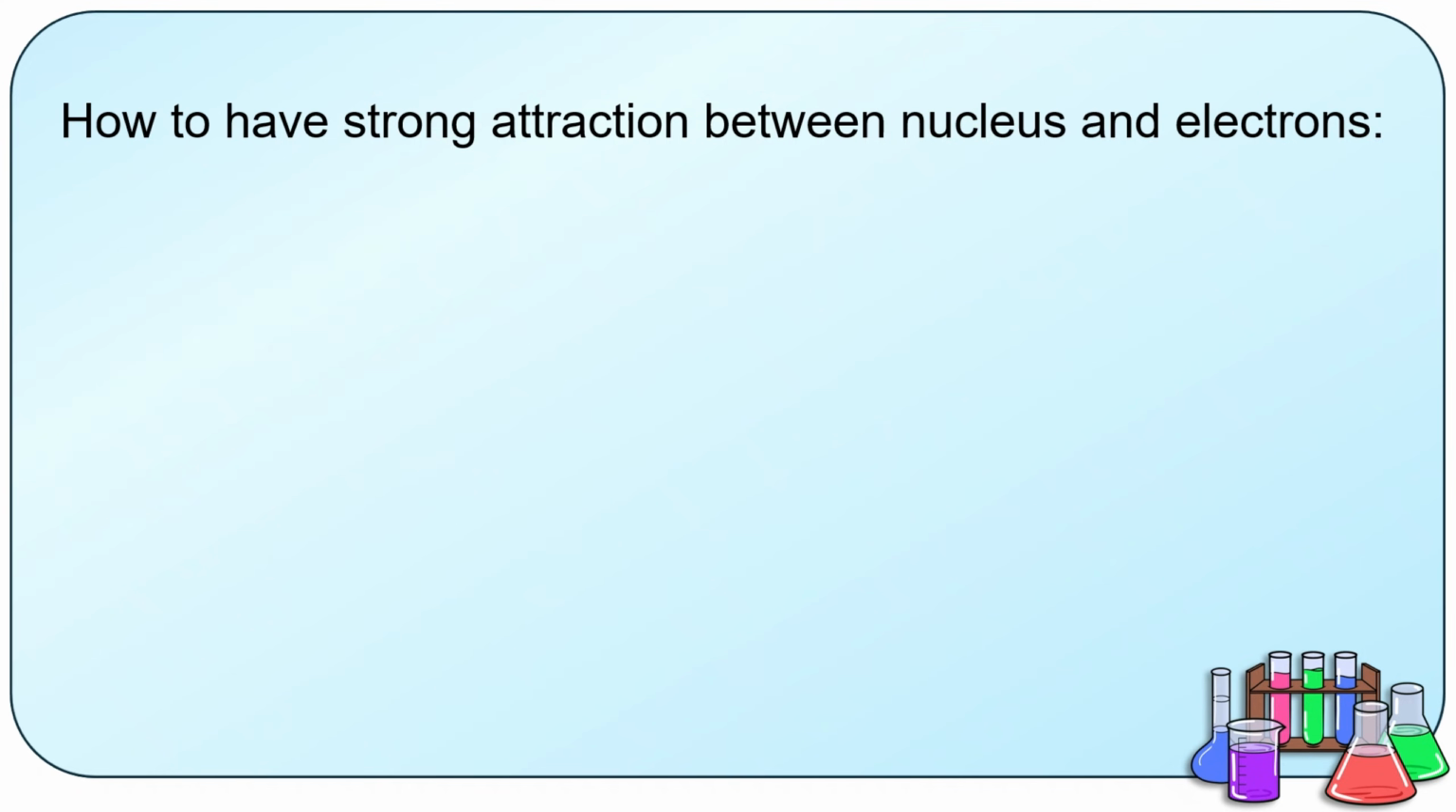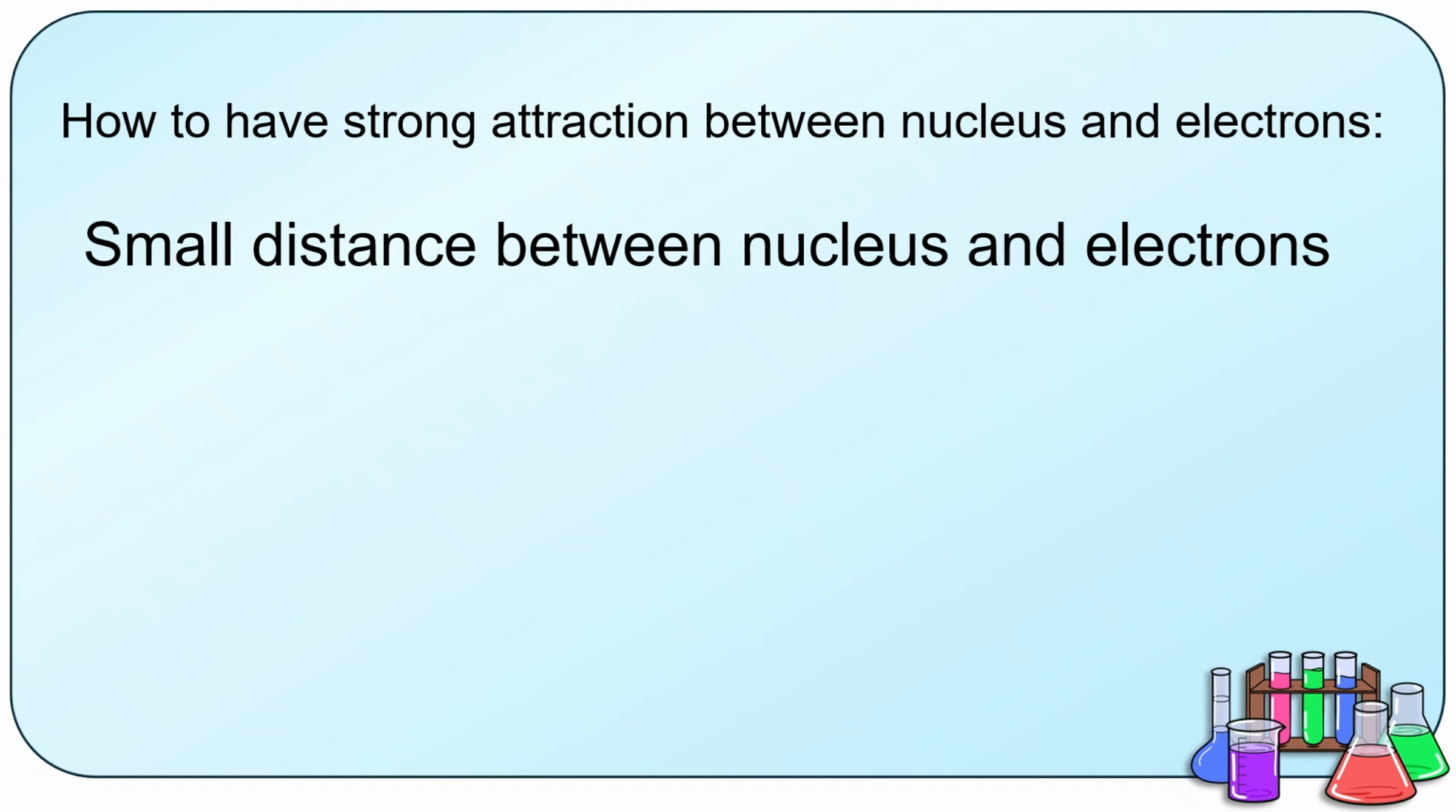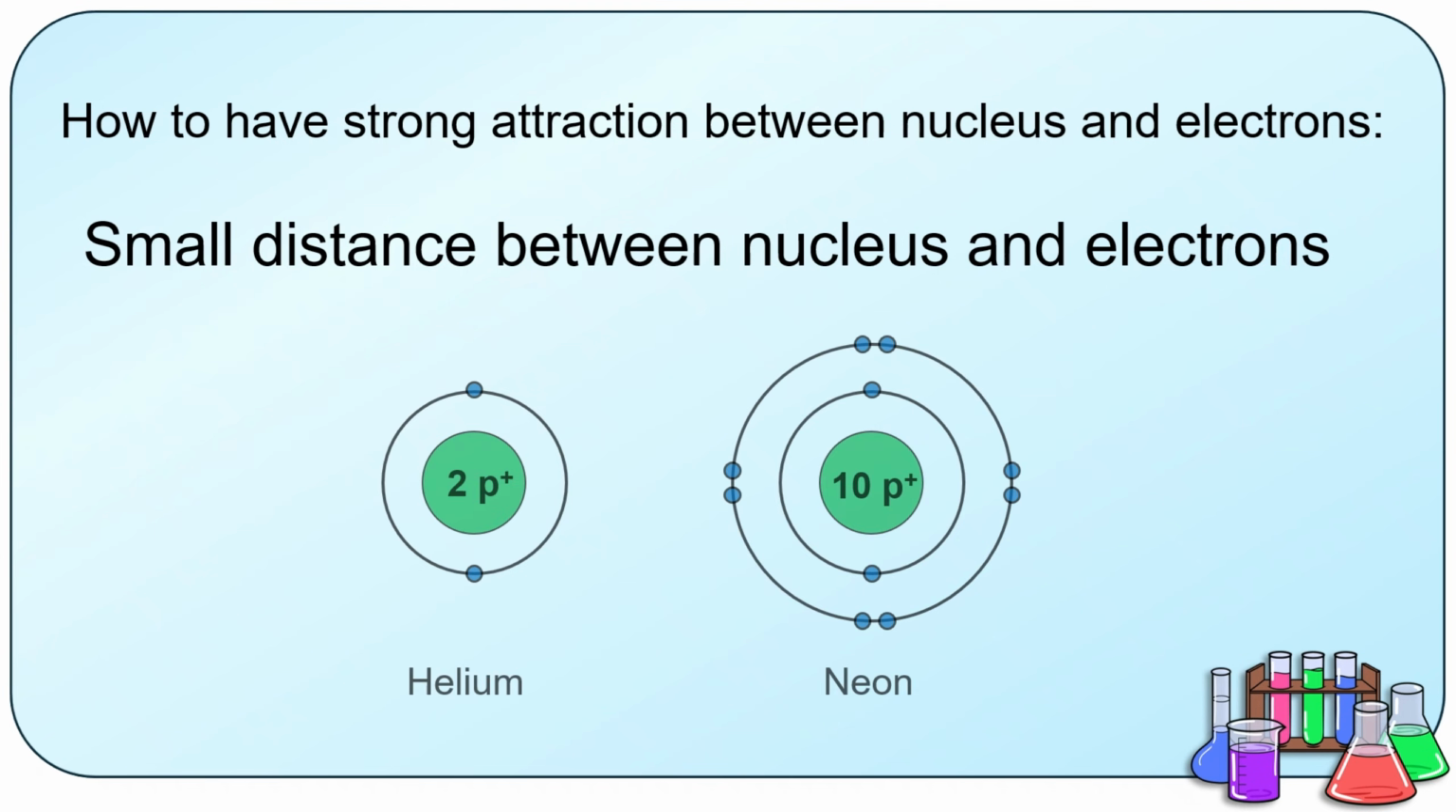The second option is having small distance between the nucleus and electrons. Here's helium and neon. If we look at the outermost electrons, helium's outermost electrons are a lot closer to the nucleus because it doesn't have an additional inner shell. As a result, helium's outermost electrons will have stronger attraction to the nucleus.